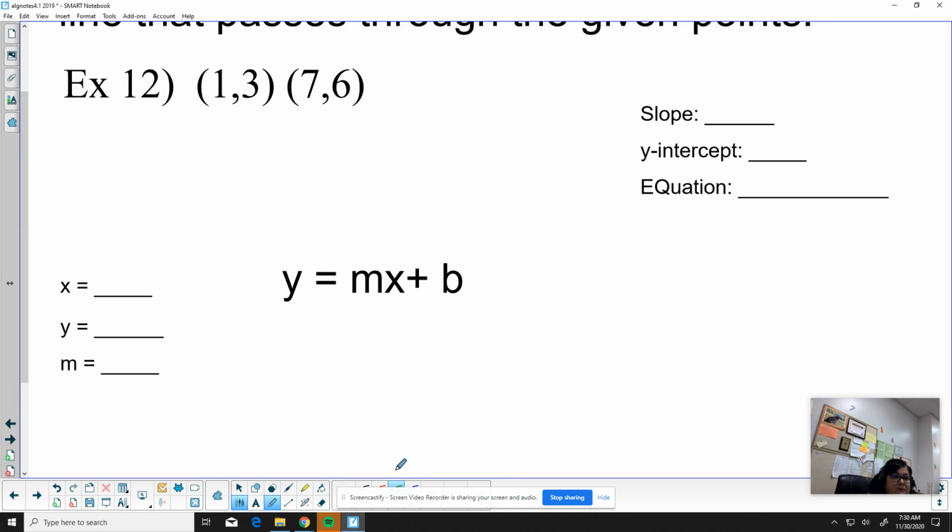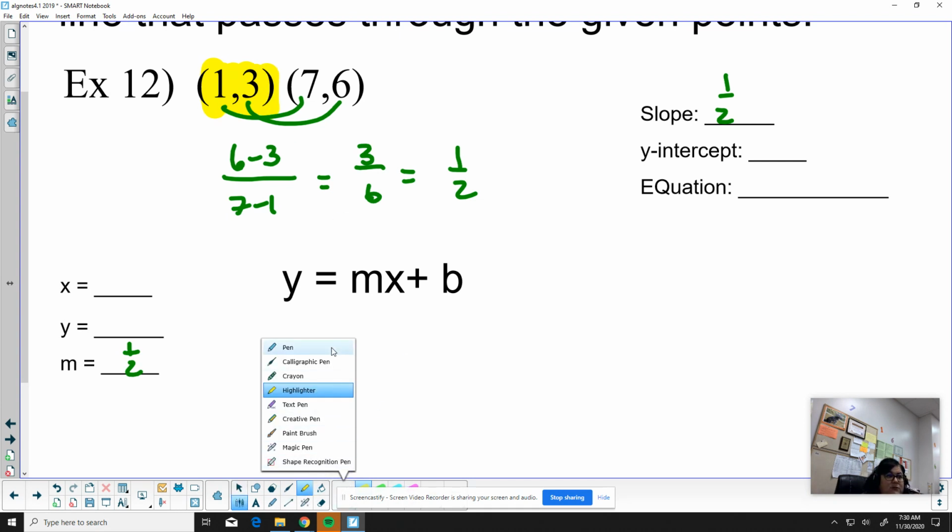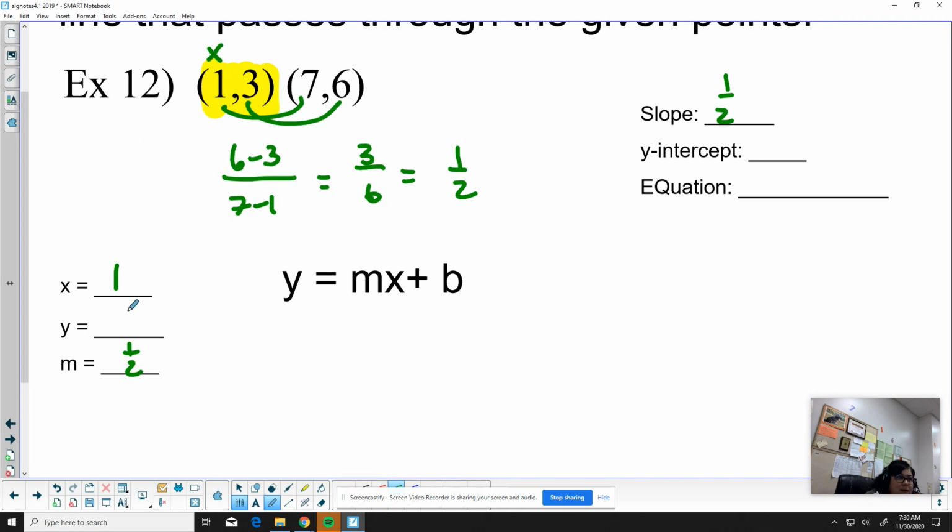All right, here we go. So 6 minus 3 on the top and 7 minus 1 on the bottom. So that's 3 over 6. So my slope is 1/2. Okay, and I'm just going to choose 1, 3. They're all positive, so really it doesn't matter. I could choose the other one if I wanted, but it doesn't matter. So that means that x is 1 and y is 3, and I'm putting them all in here. So y is 3, m is 1/2, x is 1.